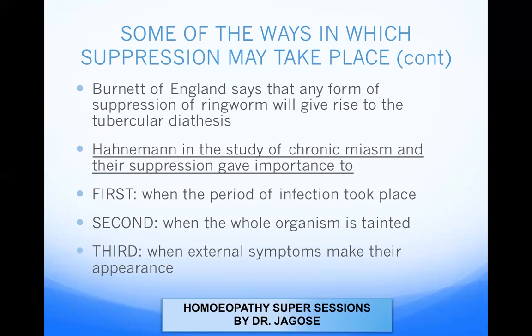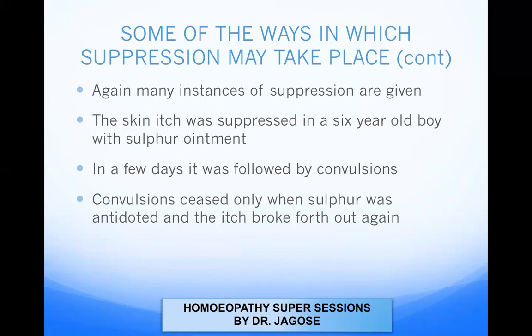So you have to know the first phase, which was the infective period. After the infective period, how many days it took for the symptoms to come, or when the whole organism is tainted. And thirdly, when and at what time the external symptoms make their appearance. That is the secondary symptoms of the internal disorder. Again, many instances of suppression are given. The skin itch was suppressed in a 6-year-old boy with sulfur ointment. In a few days, it was followed by convulsions. Convulsions ceased only when sulfur was antidoted and the itch broke forth again.